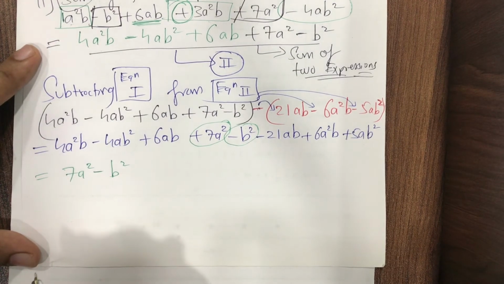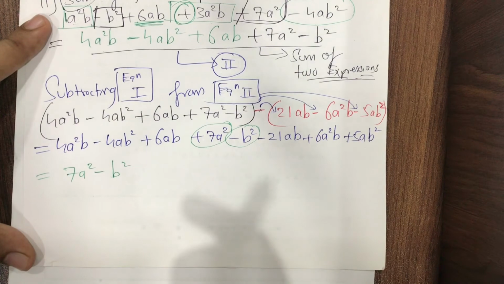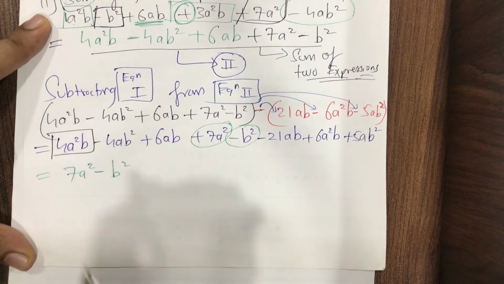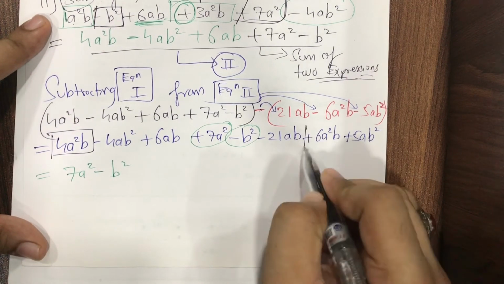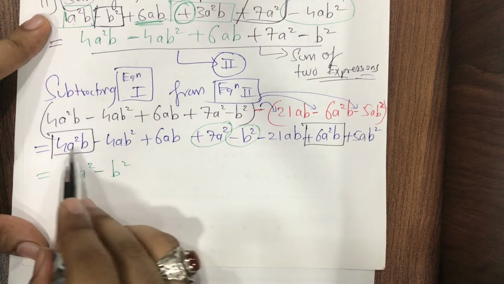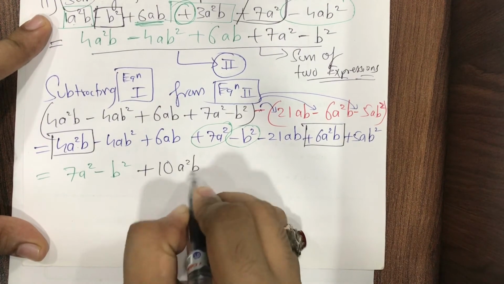Now how many times can you see a square b? Mark my words, I'm asking you a square b. I can see here 4a square b, and here I can see plus 6a square b. So 4a square b plus 6a square b. 4 plus 6 becomes 10. So plus 10a square b.